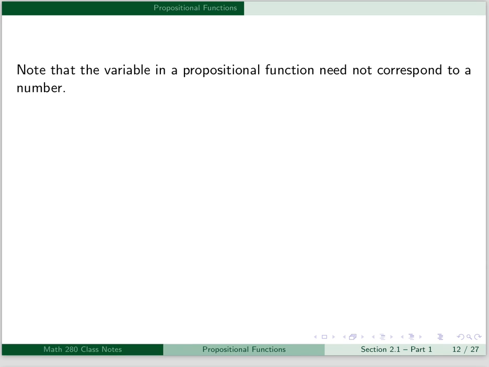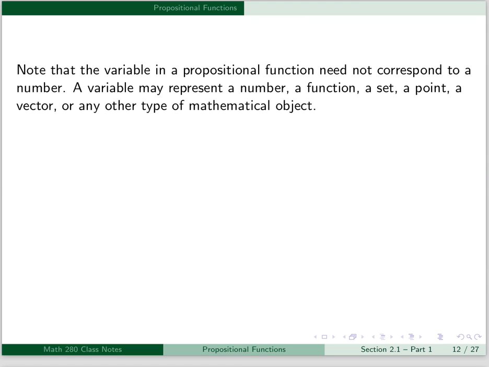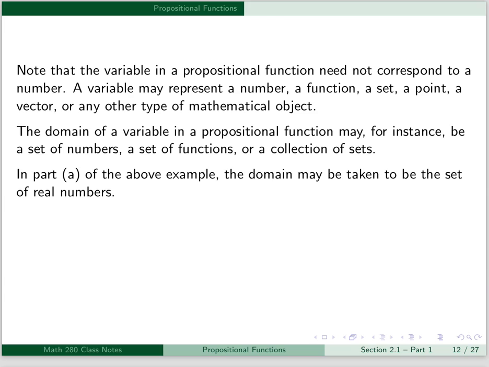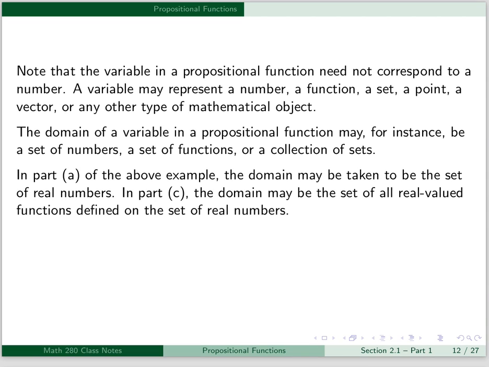Note that the variable in a propositional function need not correspond to a number. A variable may represent a number, a function, a set, a point, a vector, or any other type of mathematical object. The domain of a variable in a propositional function may, for instance, be a set of numbers, a set of functions, or a collection of sets. In part A of the above example, the domain may be taken to be the set of real numbers. In part C, the domain may be the set of all real-valued functions defined on the set of real numbers.